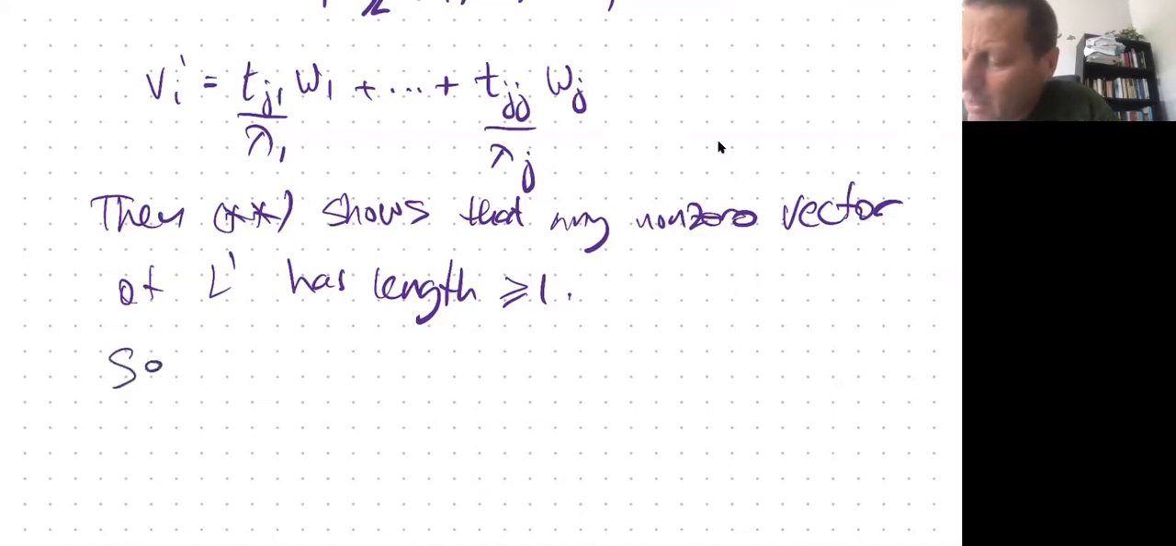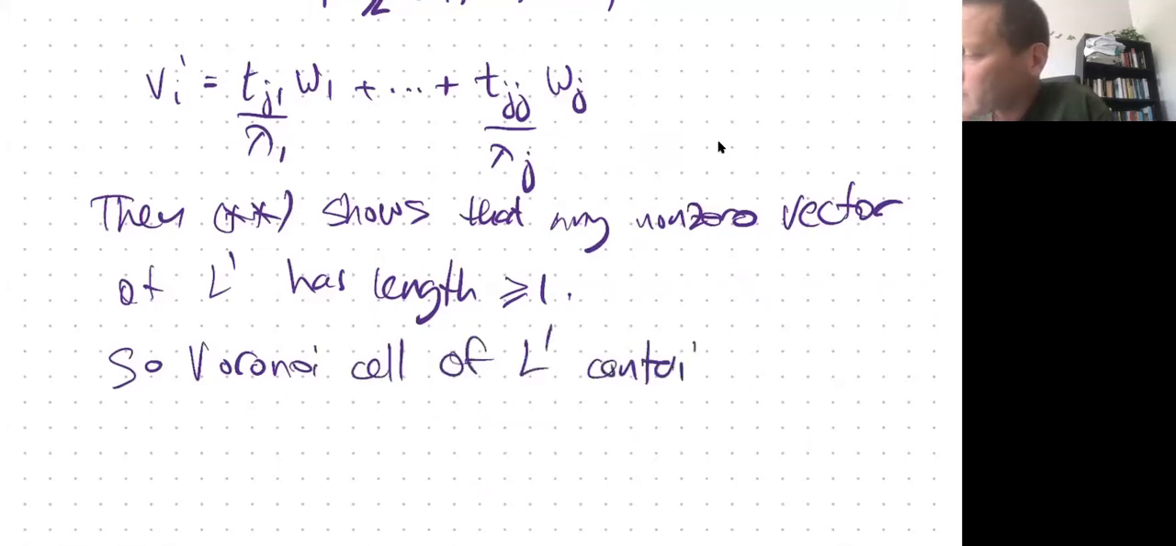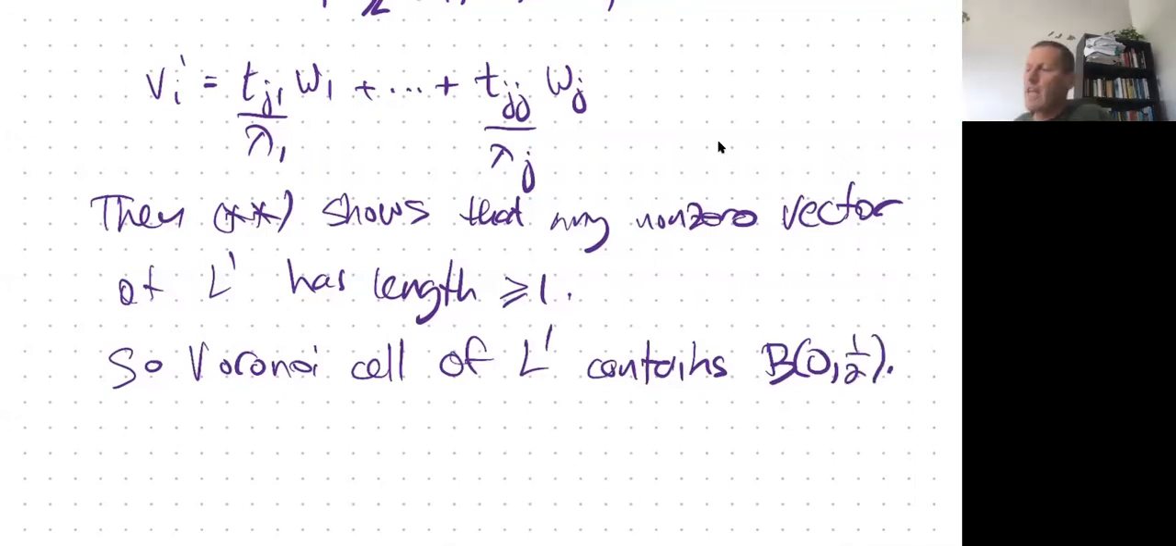So that means that the Voronoi cell of L prime contains the ball of radius 1/2. The Voronoi cell of a lattice is the set of points that are closer to 0 than to any other lattice point. All the lattice points have length at least 1, and so all the points that have distance to the origin less than 1/2 are all contained in the Voronoi cell.